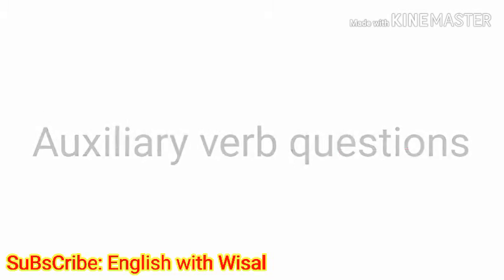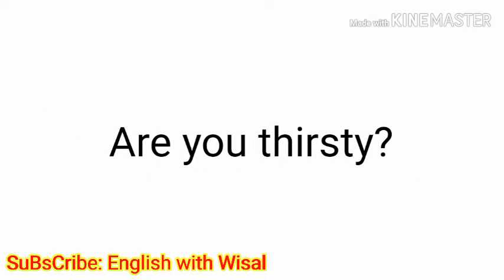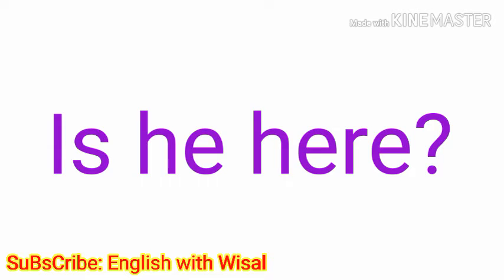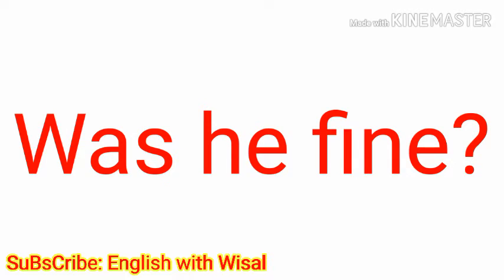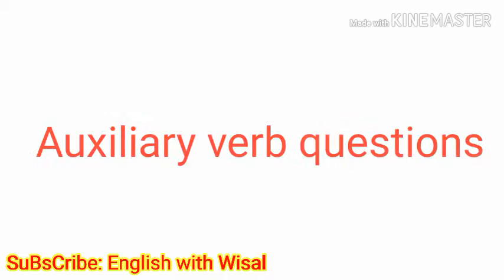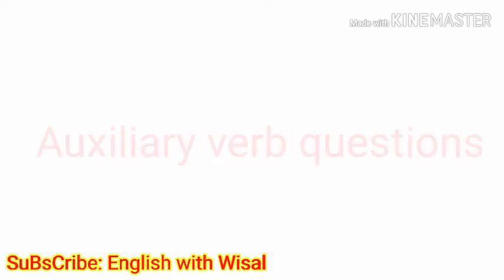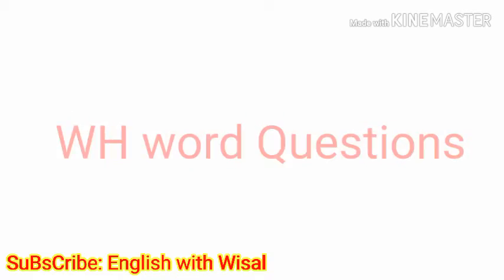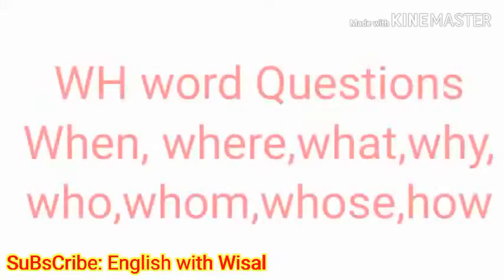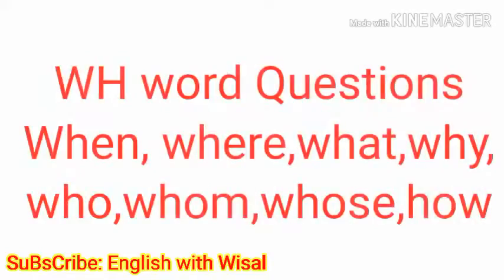For example, I say that are you happy? Are you thirsty? Is he here? Is she fine? Is it a book? Was he fine? Were they here? So these are all questions and they begin with auxiliaries. The other one is WH word questions. WH word questions are those questions which begin with WH words like when, where, what, how, who, whom, whose. These are all WH word questions.